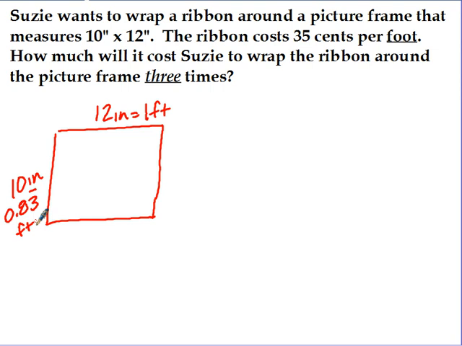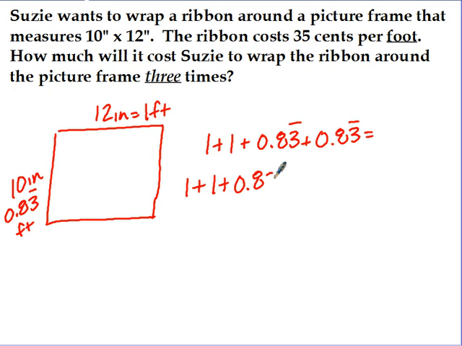Okay. So now, how much will it cost Susie to wrap the ribbon around the picture frame 3 times? So first, I'm going to add up all 4 sides. So 1 plus 1 plus 0.83 plus 0.83. Now again, don't just put 0.83 into your calculator when you're adding this up. Put a few 3's. So I would maybe make this 0.833, at least 3 of them. If you want to go to 4, that's fine, but you need to put in at least 3 of them.